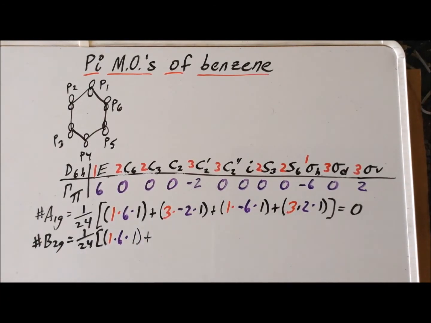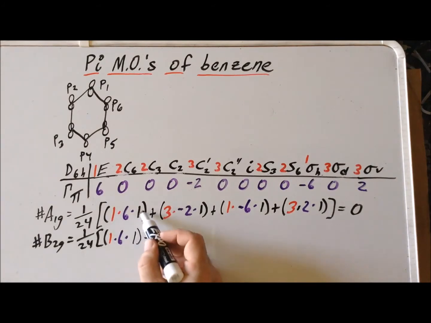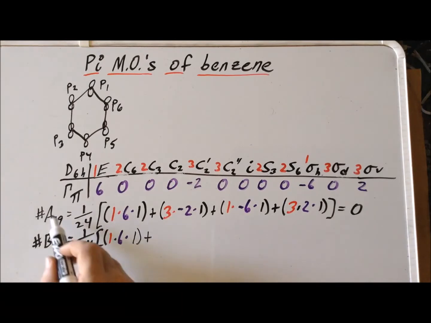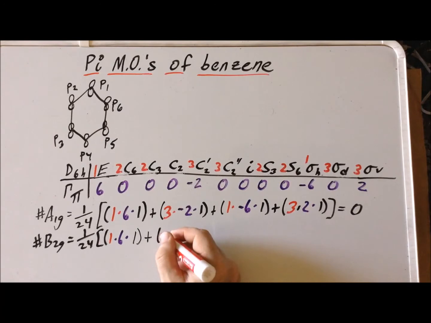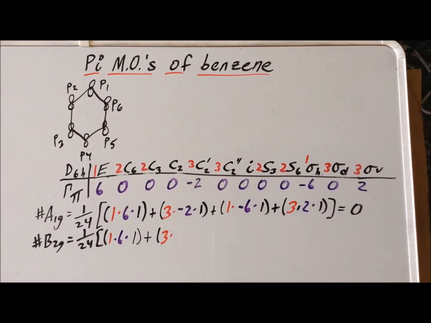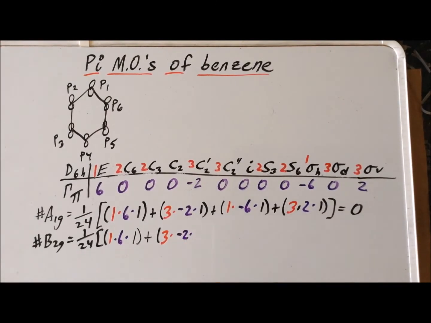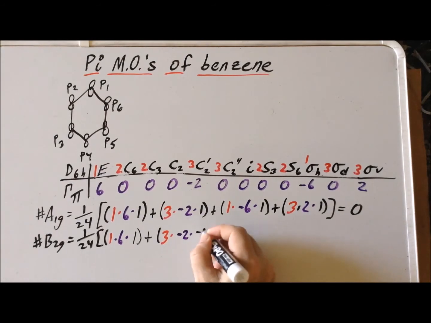So one thing which you'll notice is that as we do these derivations, the first 2 factors in each term will always be identical. The only number that changes is the number in black, the third factor, because that depends upon the irreducible representation, and that will change. So our second term, the number of operations in C₂' is 3. The character from the reducible representation is -2. And then the character from the irreducible representation, B2G, is a -1.